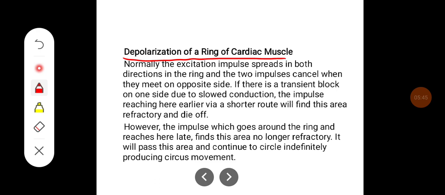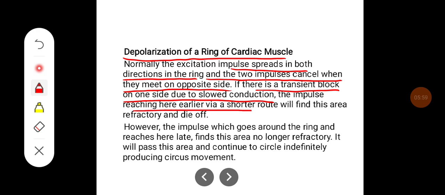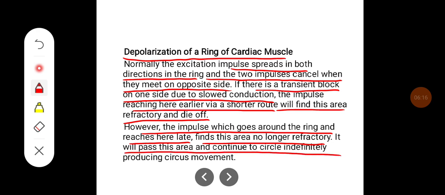Normally, the excitation impulse spreads in both directions in the ring, and the two impulses cancel when they meet on opposite side. If there is a transient block on one side due to the slowed conduction, the impulse reaching here earlier via shorter route will find this area refractory and die off. However, the impulse which goes around the ring and reaches here late finds this area no longer refractory. It will pass this area and continue to circle indefinitely, producing circus movement.